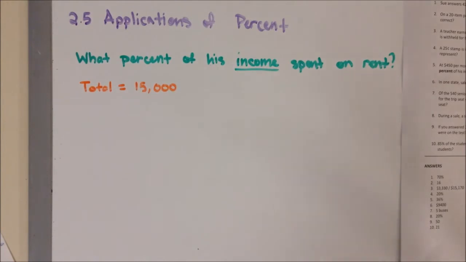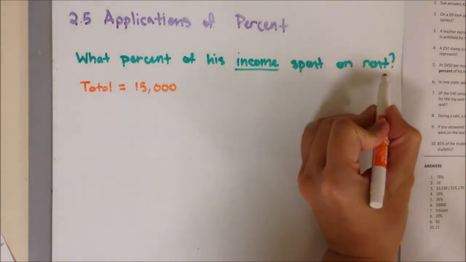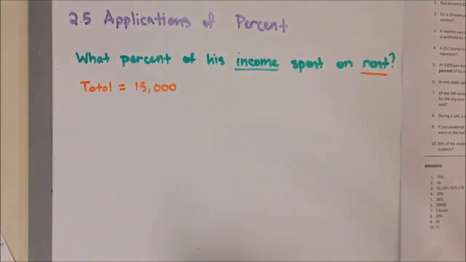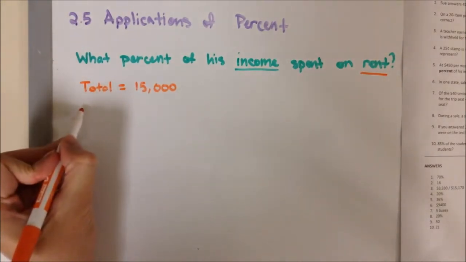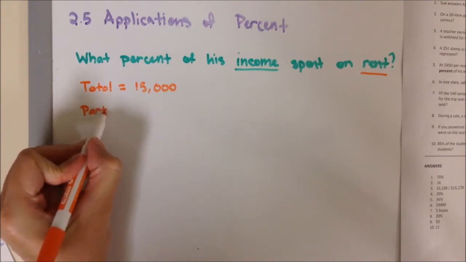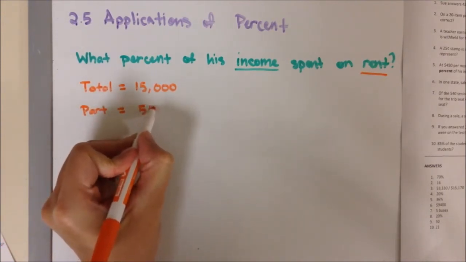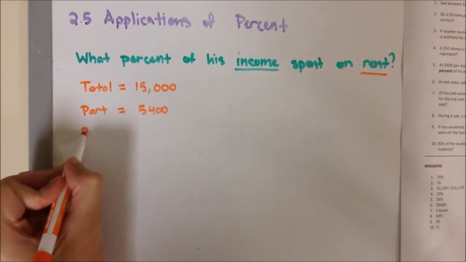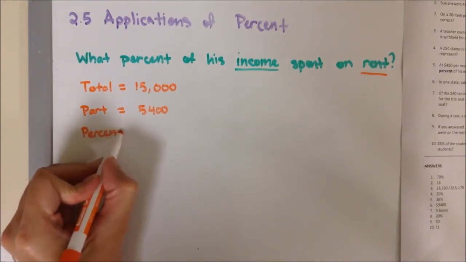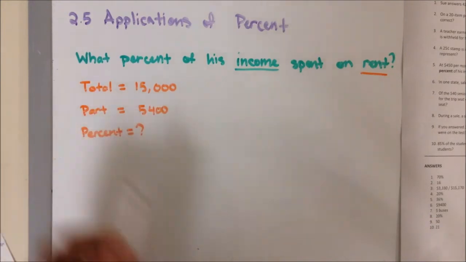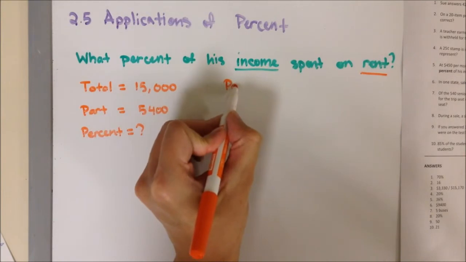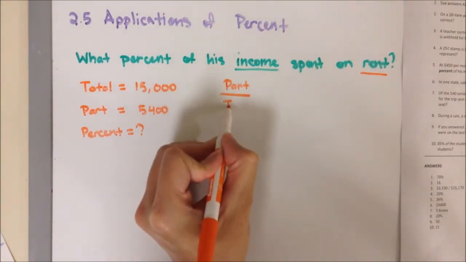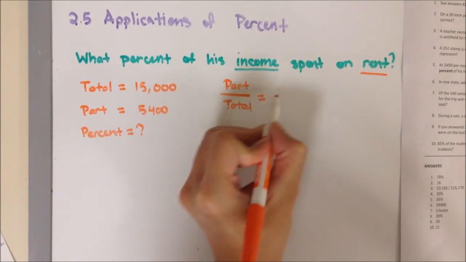Now, it says, what percent of his income is spent on rent? So we're going to look at what his rent is. It says that he spent $5,400 a year in rent. That's going to be his part. His part will be $5,400. And then the percent, that's what we're looking for. If we're looking for percent, then the formula we're going to use is part divided by total equals percent.